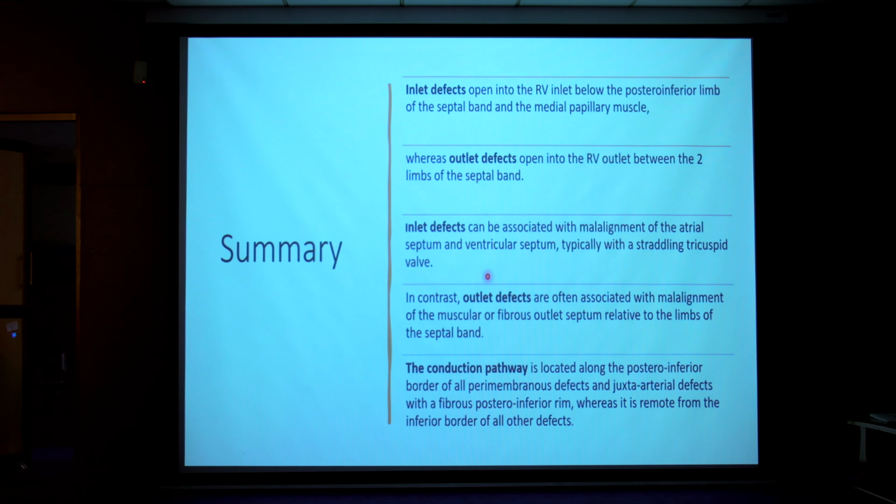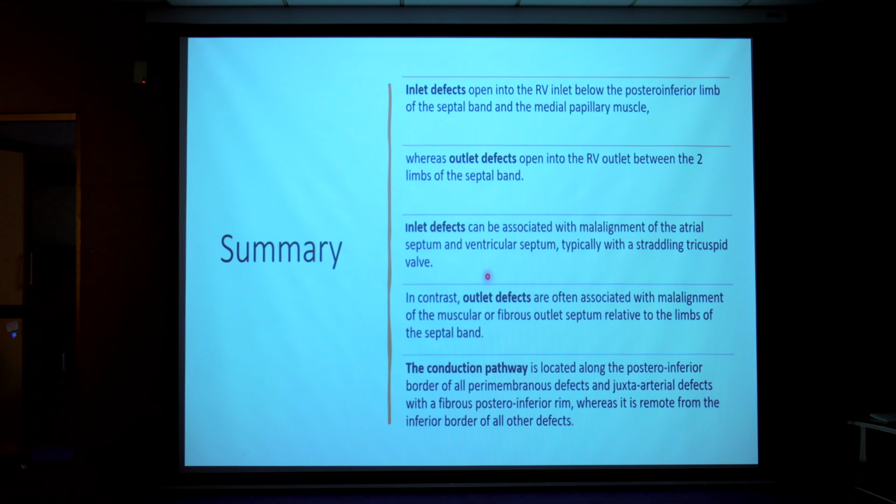Inlet defects are associated with malalignment of the atrial septum and the ventricular septum, typically straddling of the tricuspid valve. Many times you might come across straddling. In contrast, outlet VSDs are often associated with malalignment of the muscular or the fibrous outlet septum relative to the limbs of the septal band. Sometimes even in the outlet septum there can be malalignment. In fact, you can see the aortic or pulmonary valve actually somewhat arising from the left ventricle. Recently we had a case where it was nearly 30% arising from the left ventricle, with normally related great arteries. There can be septal malalignment resulting in the pulmonary valve partly arising from the left ventricle.